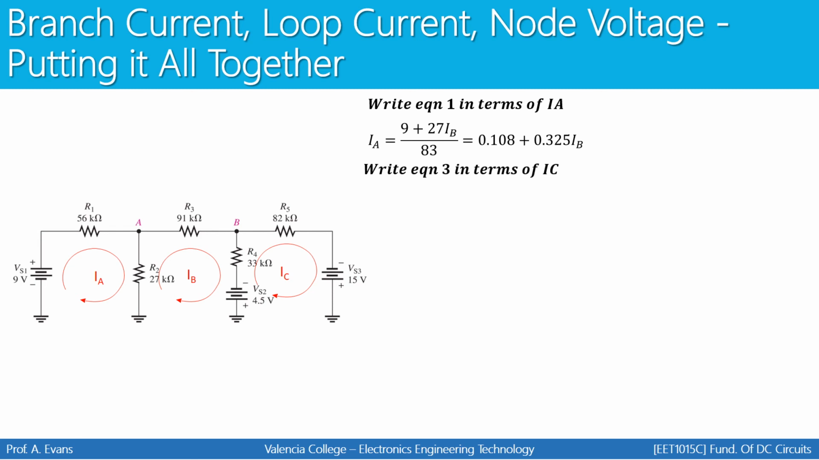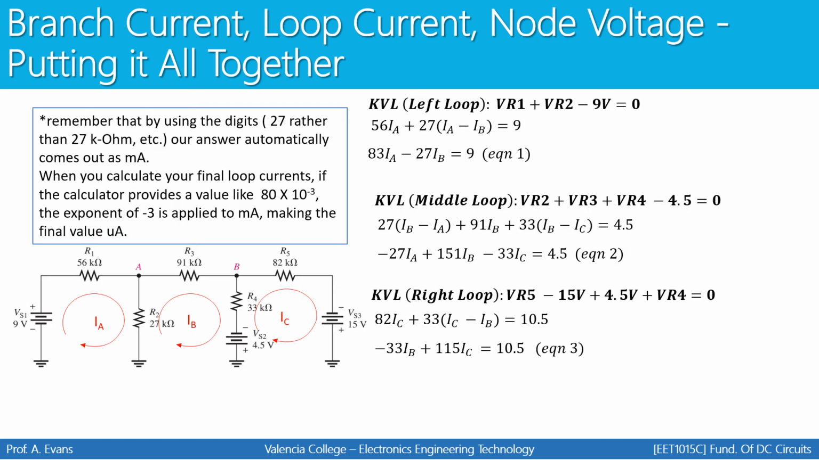I'm also going to take equation 3 and solve that for IC. Why did I do that? Because I have IA in terms of IB. I have IC in terms of IB. If I take this equation and this equation and plug those in to equation number 2, I can eliminate the IA there. I can eliminate the IC there, and I have one equation with one thing I don't know. I can solve for IB.